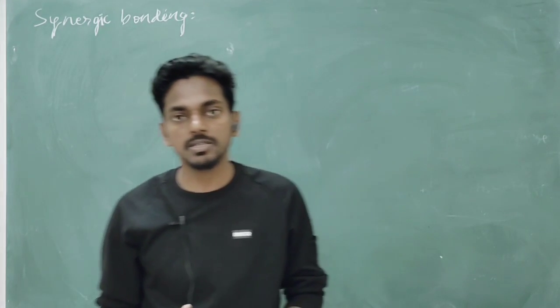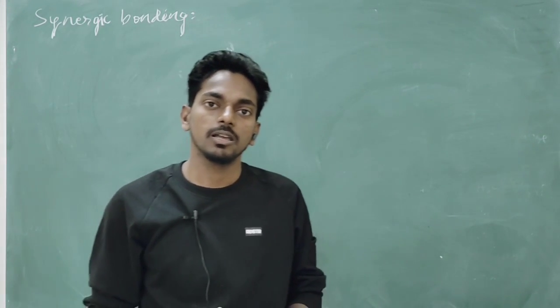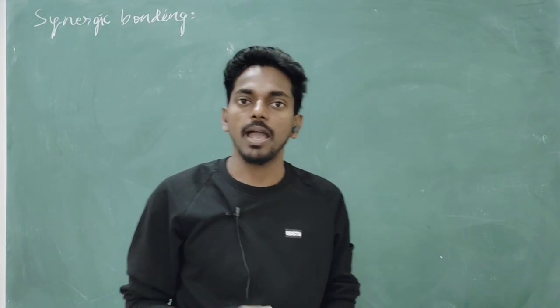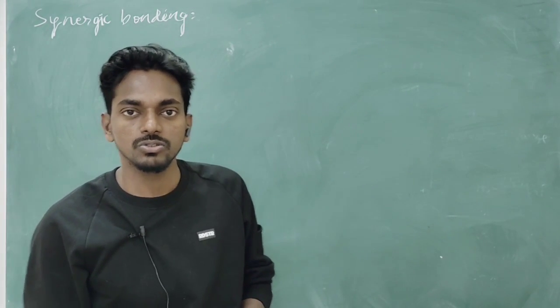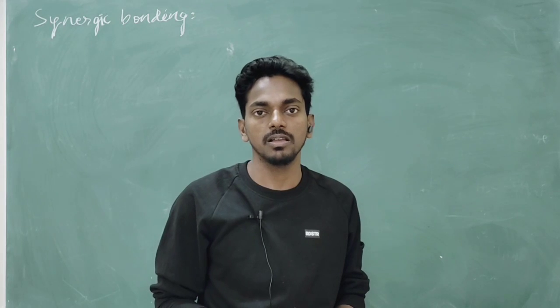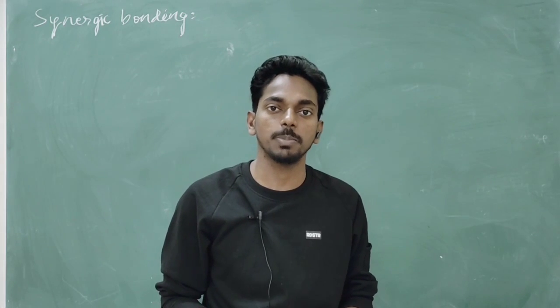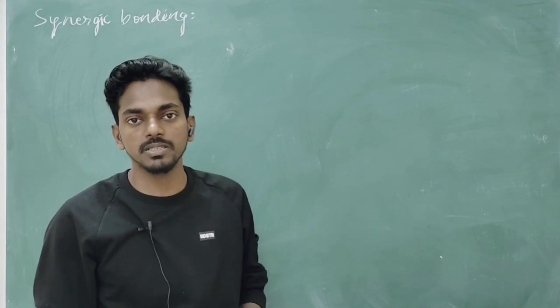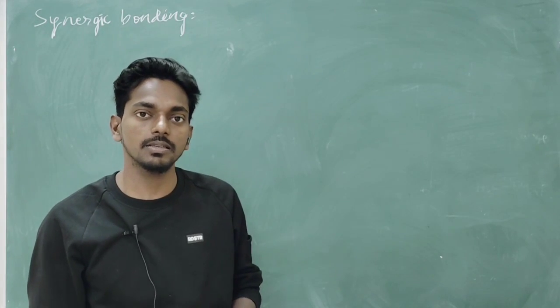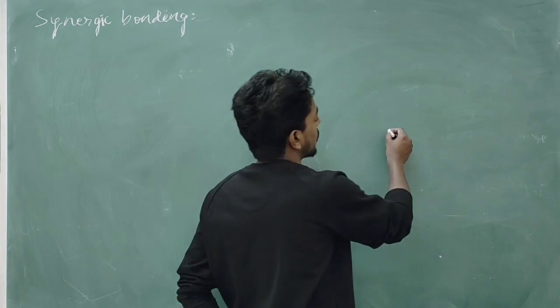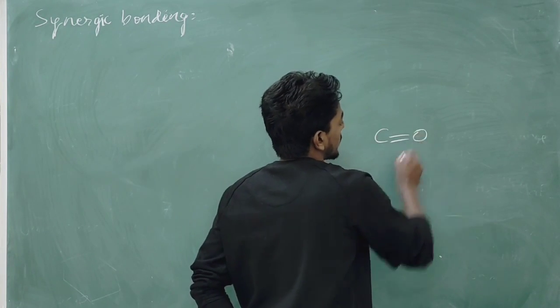Synergic bonding is a special type of bonding which is formed between the central metal atom and a pi acid ligand. So before we understand synergic bonding, first we need to understand what a pi acid ligand is. A very famous example of a pi acid ligand is carbon monoxide, or the carbonyl ligand.